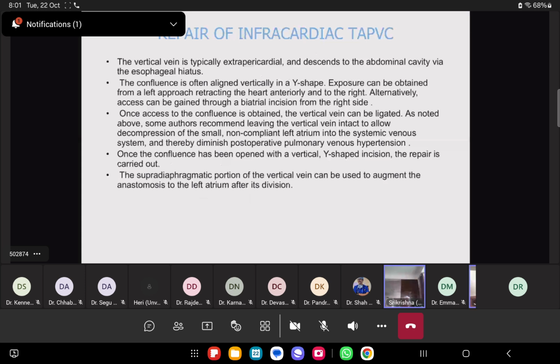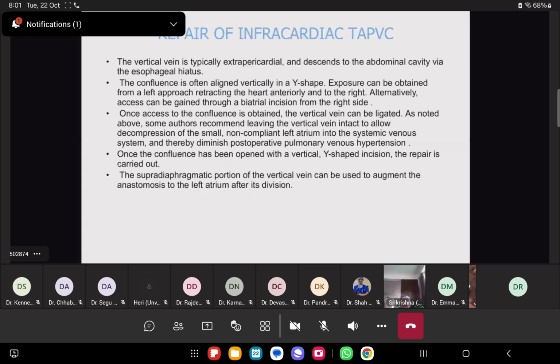In the repair of the infracardiac TAPVC, the vertical vein is typically extrapericardial and descends into the abdominal cavity via the esophageal hiatus. The confluence is often aligned vertically in a Y shape. Exposure can be obtained from a left approach, retracting the heart anteriorly and to the right. Alternatively, access can be gained through a biatrial incision from the right side. Once access to the confluence is obtained, the vertical vein can be ligated. As noted, some authors recommend leaving the vertical vein intact to allow decompression of the small non-compliant left atrium into the systemic venous system, thereby diminishing the post-operative risk of pulmonary venous hypertension.